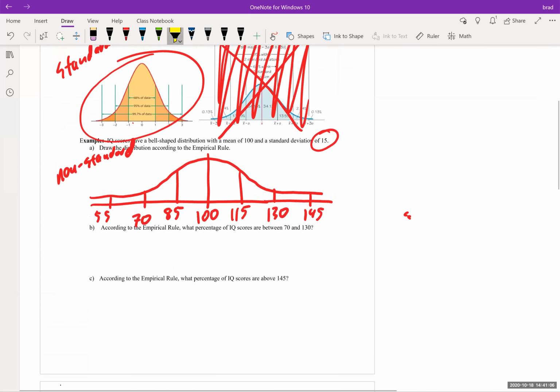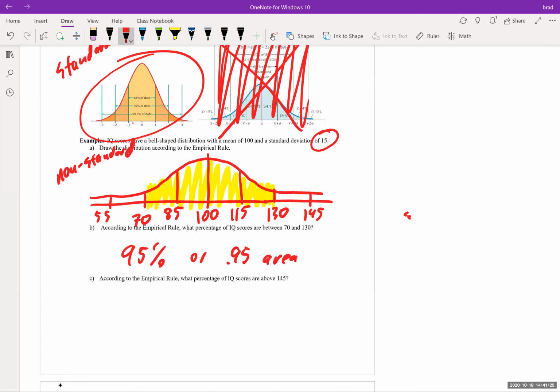So let's see, let's shade. Here's 70, and we'll shade all the way up until 130. What percentage is in between there? Well, that's 2 standard deviations to the left or the right of the mean. That would be 95% or 0.95 area, okay? So area under the curve in this case is percentage of the data, okay?